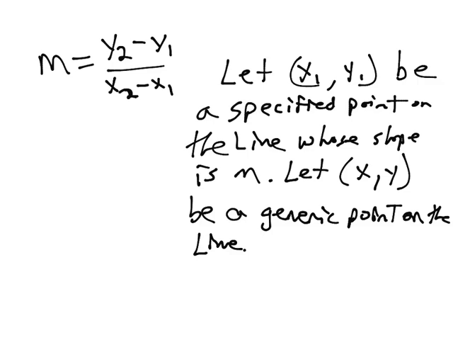Then what has to happen, we specify this point x1, y1, and we have the slope, some value for the slope. Then we're going to let x comma y just be the general representatives of the point on the line. So what has to happen is that these 5 numbers, x1, y1, x and y, and slope, have all got to satisfy the slope relationship.